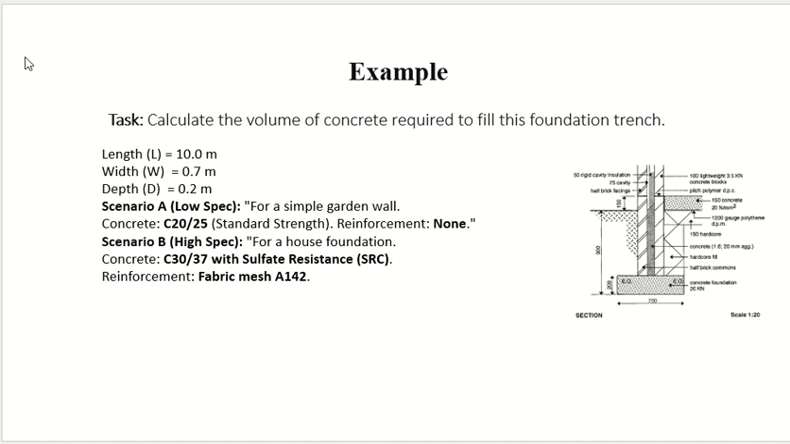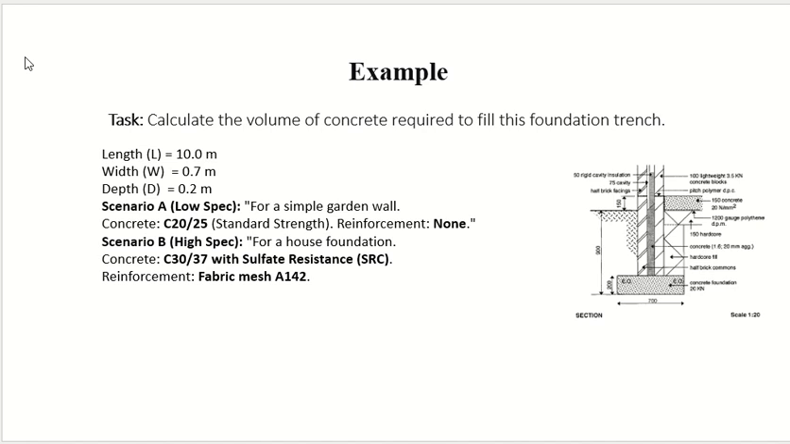First of all, the quantity of concrete. How much quantity of concrete do we need? Tell me. 1.4. Yeah. Now, for the fabric mesh: in the first scenario, nothing else, right? Done. If you consider the first scenario, low specification, quantity done. Second scenario, we have another material, so you have to calculate the quantity of that material as well.